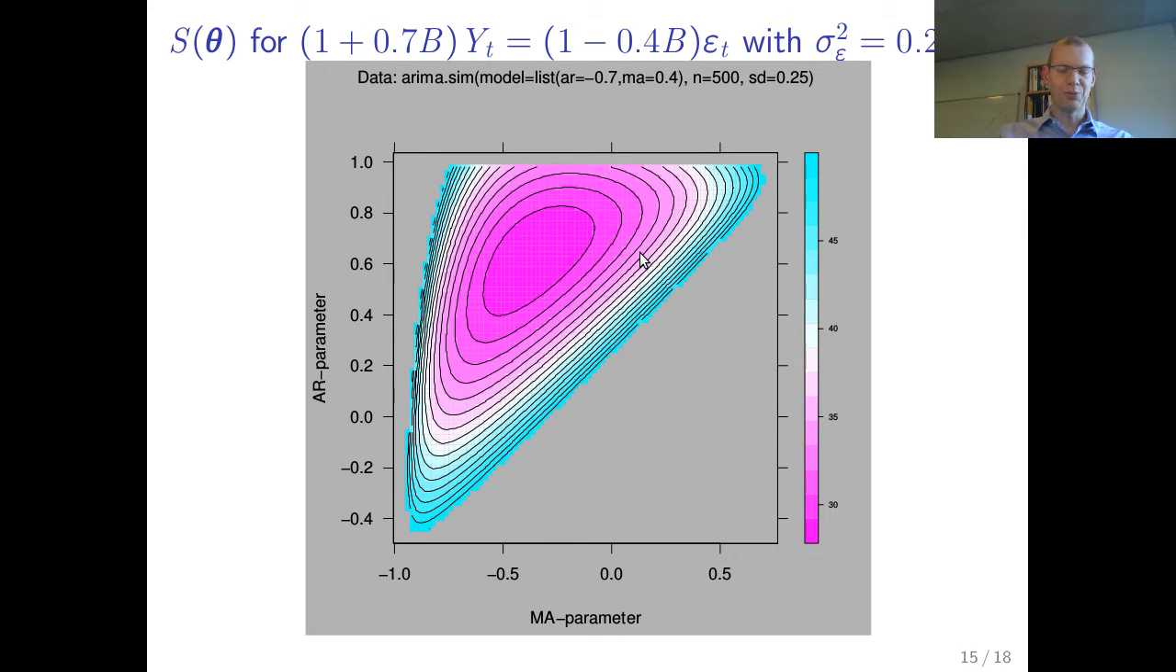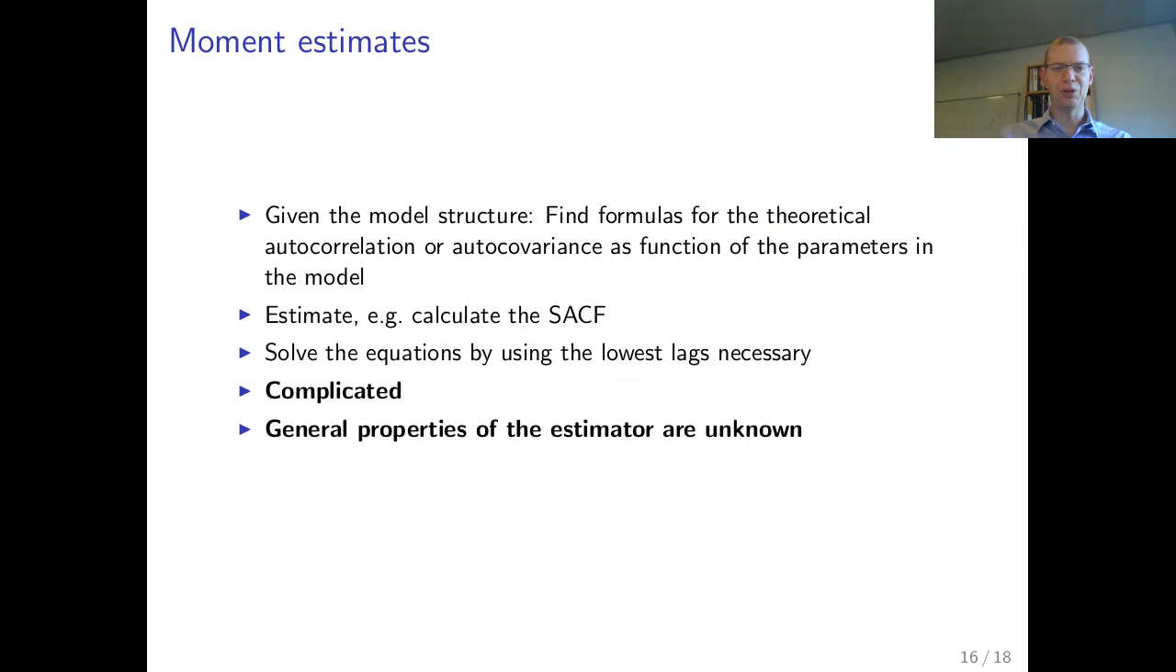Okay, so that was just an overview of an example. The last method is, you can say, general moment estimates. Given a structure, what you do is that you calculate the theoretical autocorrelation or autocovariance function from the model structure, and then you calculate the sample autocorrelation or covariance function, and then you solve this pair of equations by using the lowest number of lags that are necessary. It's generally complicated and the properties are unknown.